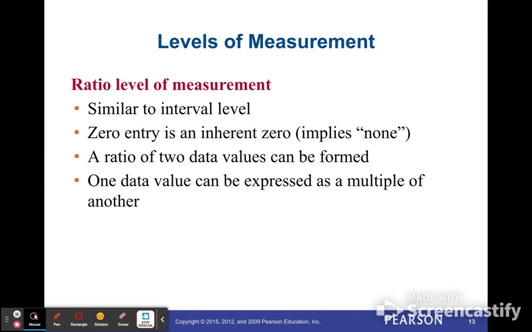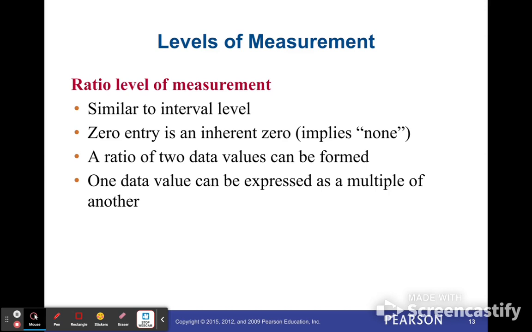It means, for example, if the temperature in my room is 25 degrees Fahrenheit, and the other room is 50 degrees Fahrenheit, we cannot say that the temperature on the other side is twice the temperature in our classroom. Because temperature has no inherent zero. So when you try to ask yourself, if I put a value of zero here, does it mean nothing?